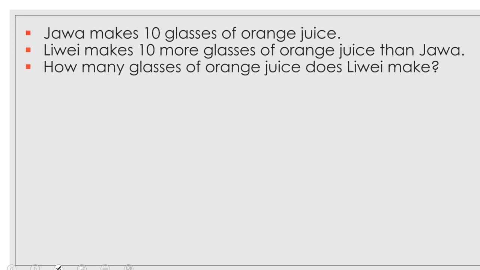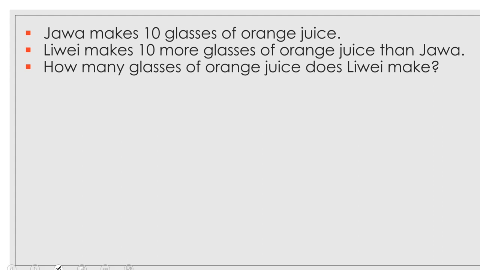Here is another example. We also have a 3-line story here. First line, Jawa makes 10 glasses of orange juice. Liwei makes 10 more glasses of orange juice than Jawa. How many glasses of orange juice does Liwei make?